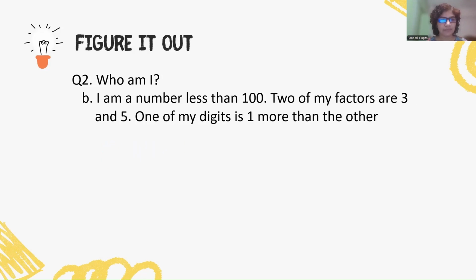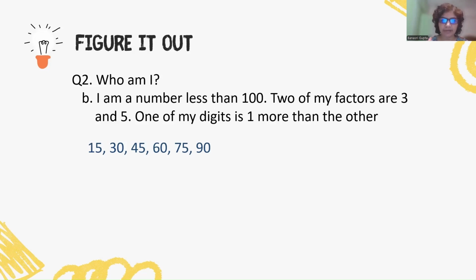Now the section B of the second problem. I am a number less than 100. Two of my factors are 3 and 5. One of my digits is 1 more than the other. So two of my factors are 3 and 5. So what is the first number which satisfies this? That number is 15. So all the multiples of 15.